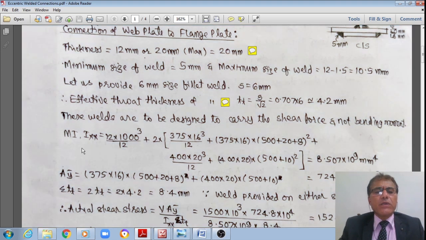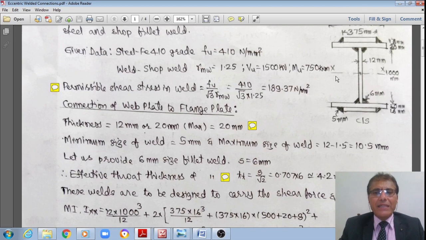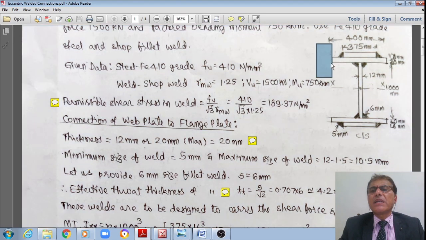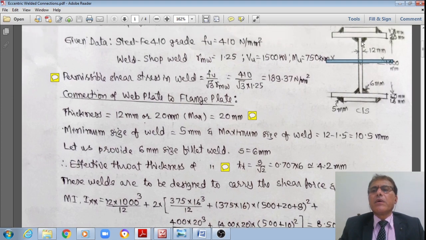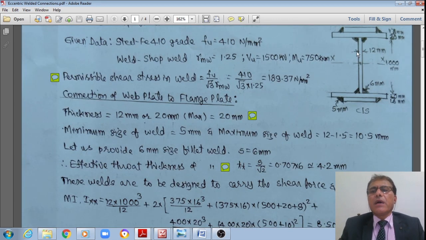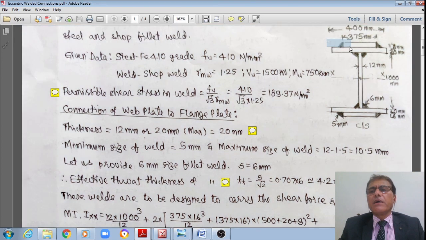Hence, let us calculate the moment of inertia of this welded plate girder about the centroidal horizontal axis XX. Therefore, now that works out: for the web plate, 12 multiplied by 1000 cubed by 12, and that moment of inertia itself is matching with the CG axis of this compound section. Therefore, I need not use the parallel axis theorem. Whereas I need to use the parallel axis theorem for the flange plates as well as cover plates, because they are far away from the CG axis.